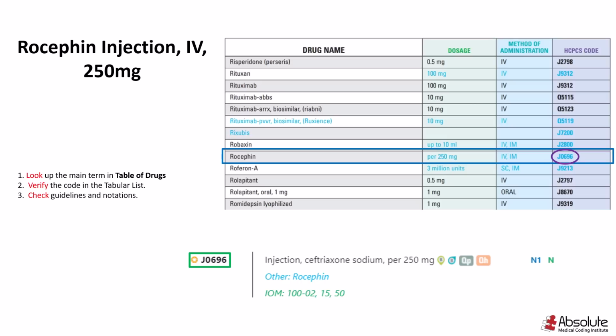Now you might be feeling a bit confused. We are looking for Rocephin and not for ceftriaxone. Well, in that case, you can read the language underneath the code. It states "other Rocephin," and that means it's another name for ceftriaxone sodium. Yes, so ceftriaxone sodium can also be known as Rocephin. Okay, great coding. Wonderful. So let's move on.